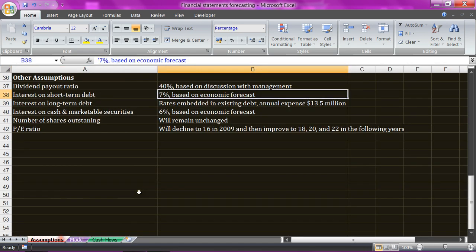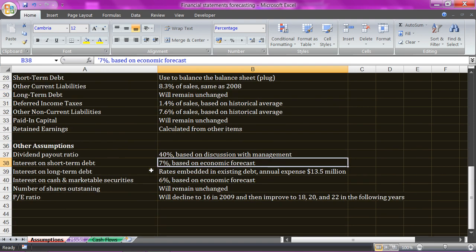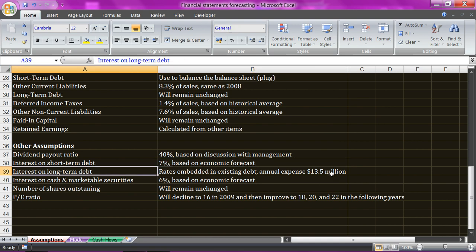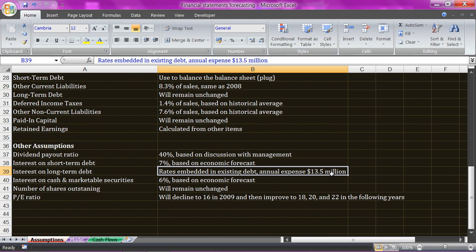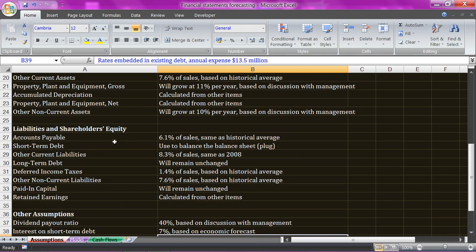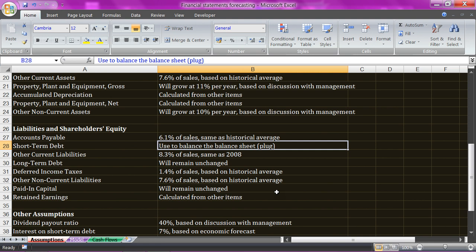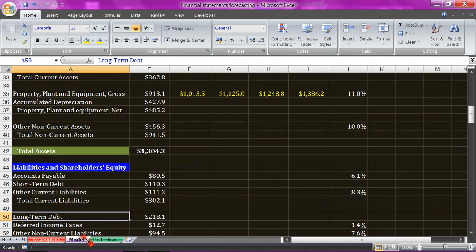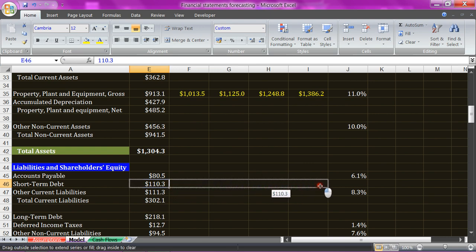But we need to calculate what short term debt is, because interest on short term debt will be based on the short term debt, but for long term it is 13.5 million constant, so no need to worry about this one. What is short term debt? Short term debt is used to balance the balance sheet, so it will be calculated later. So we have to take some assumption, otherwise take the same value here and drag till the end.